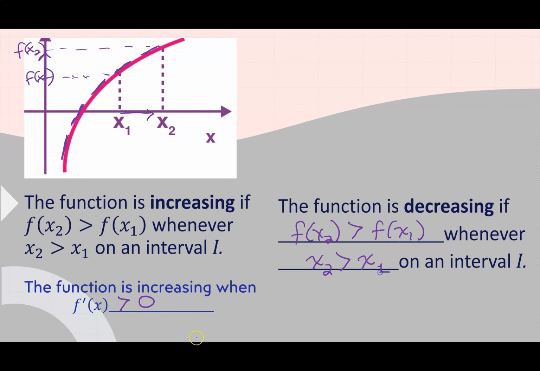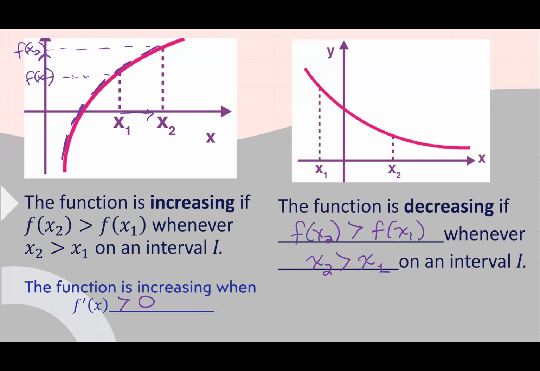Likewise, your function is decreasing if f of x2 is less than f of x1 whenever x2 is greater than x1. So x2 greater than x1 is meaning to say that x2 is to the right of x1. Then our function value here is f of x1, and here is f of x2. As you can see, when we are moving from left to right, the function value is going down. So that is when we say our function is decreasing.